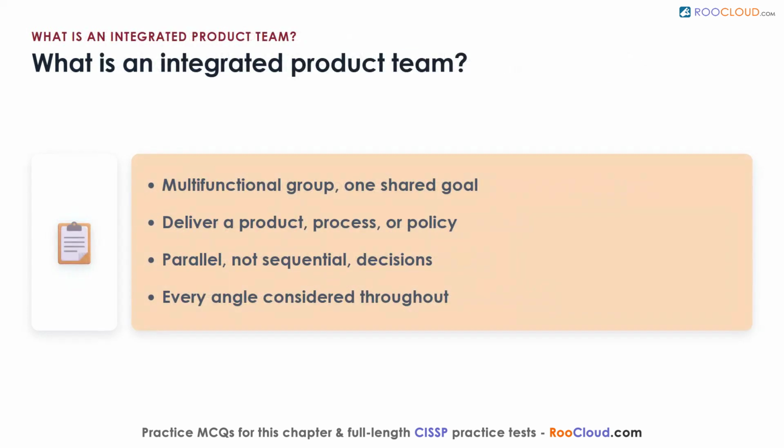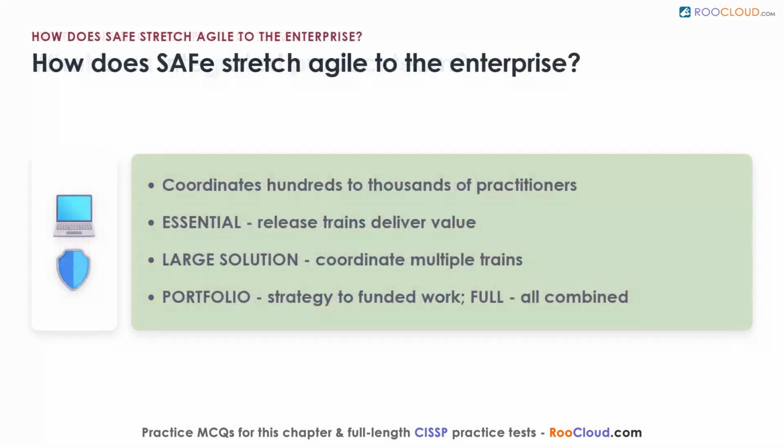What is an integrated product team? The idea of gathering all the right stakeholders around one product goal is older than Agile itself. A defense organization introduced integrated product teams as multifunctional groups sharing a single aim, whether delivering a product or shaping a process or policy. Their purpose was to foster parallel rather than sequential decisions, so that every angle of the product, process, or policy gets considered throughout development instead of in isolation. Think of it as seating design, security, and operations at the same table from day one, rather than passing a document down a hallway. How does the scaled Agile framework stretch Agile to the enterprise?